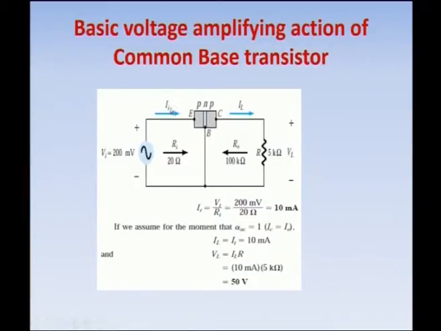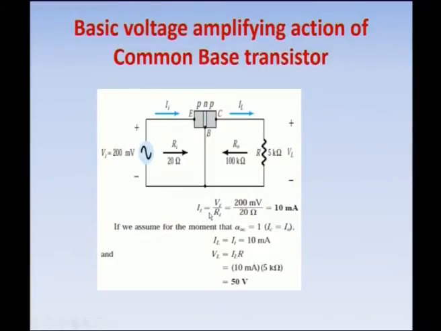The input current is II, the output current is IL, and the input resistance is considered to be 20 ohms. The output resistance is considered as 100 kilo ohms. Then the load resistance RL is 5 kilo ohms. Now, the input voltage is 200 millivolts, and this is the example for explaining the amplifying action for the voltage.